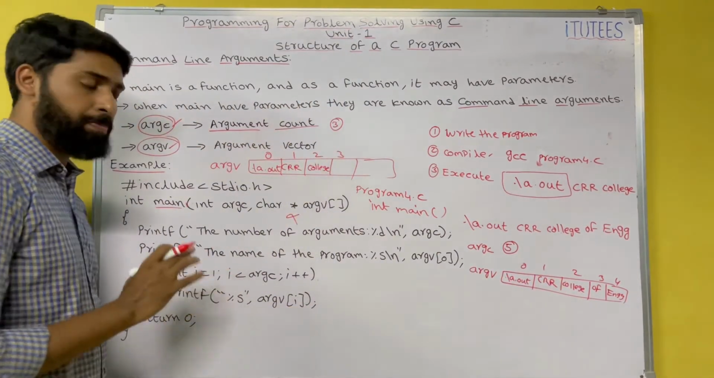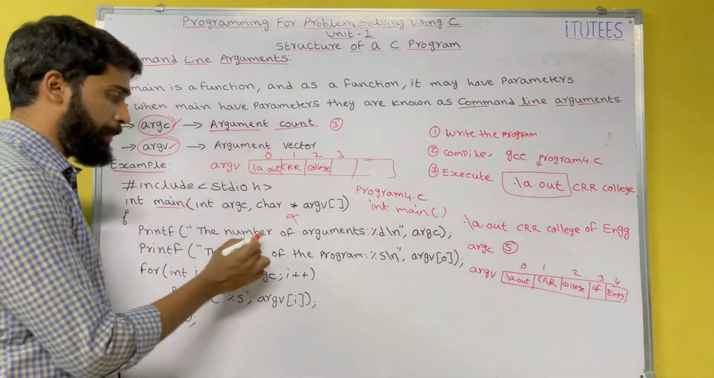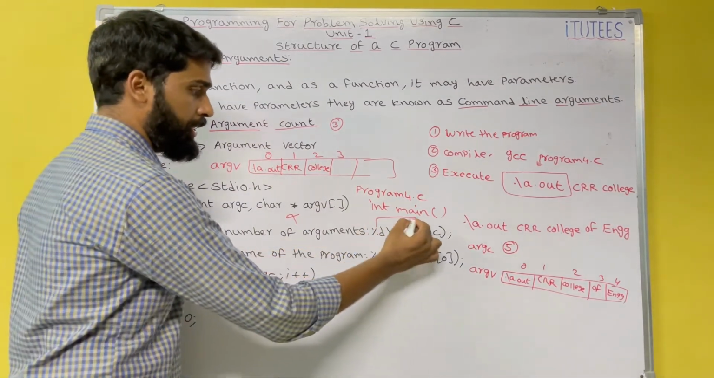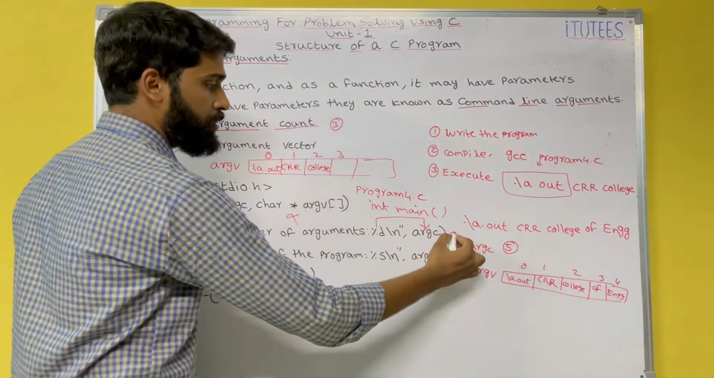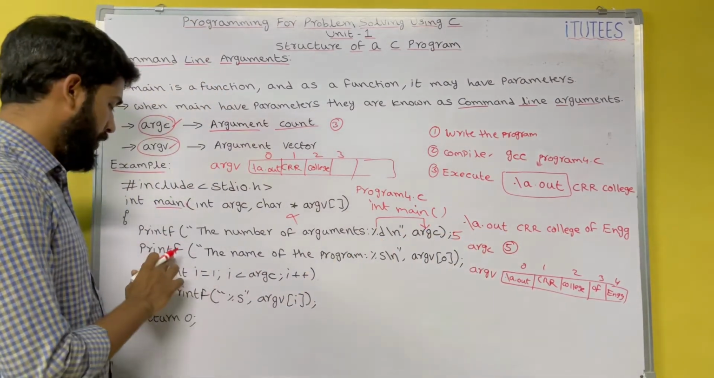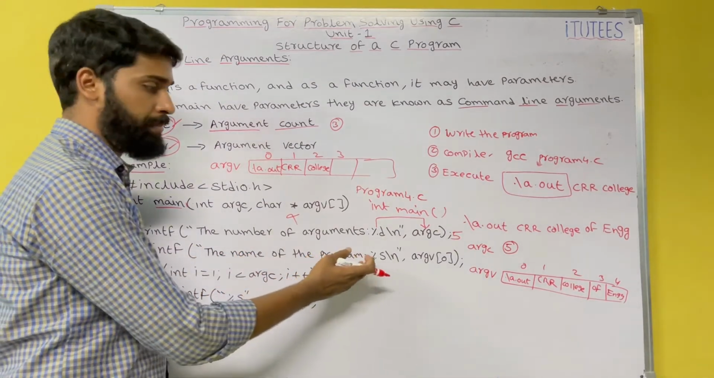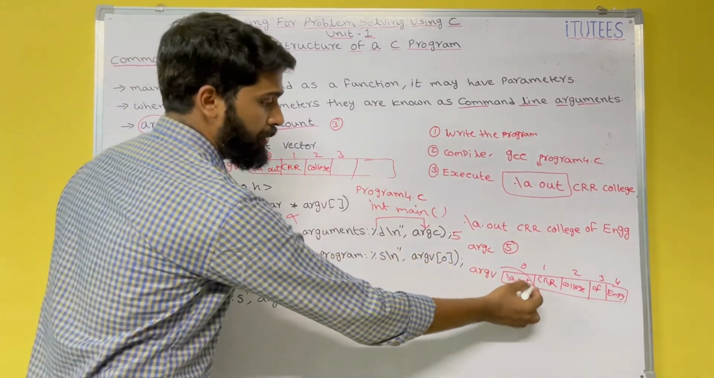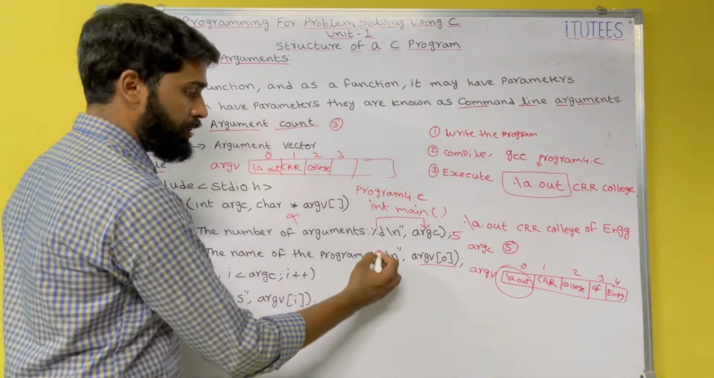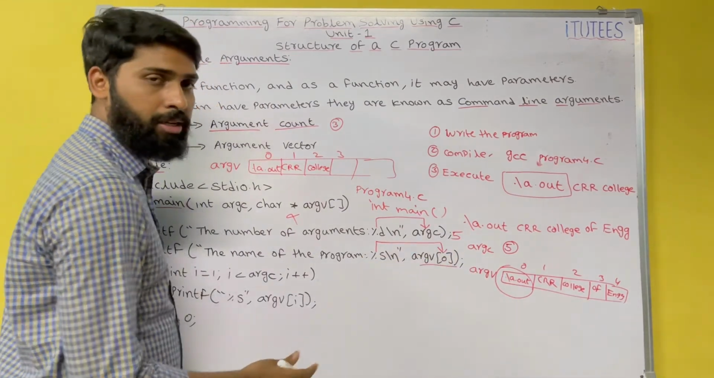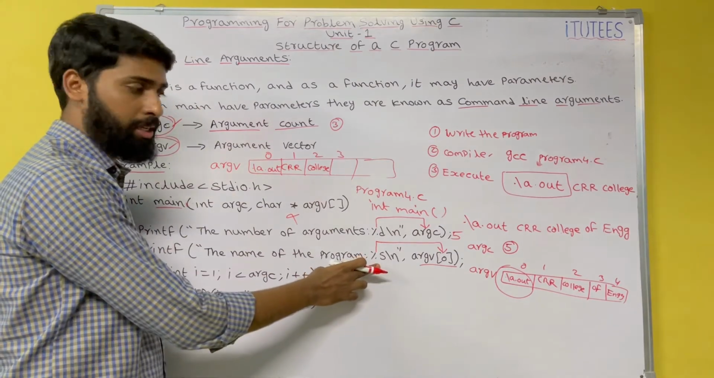Now you are going to print one by one. So printf the number of arguments: argc %d, argc. What is the argc value? 5. So it prints 5. Printf the name of the program. Where do we store the name of the program? In argv of 0. Here it is a string, so you are going to use %s.